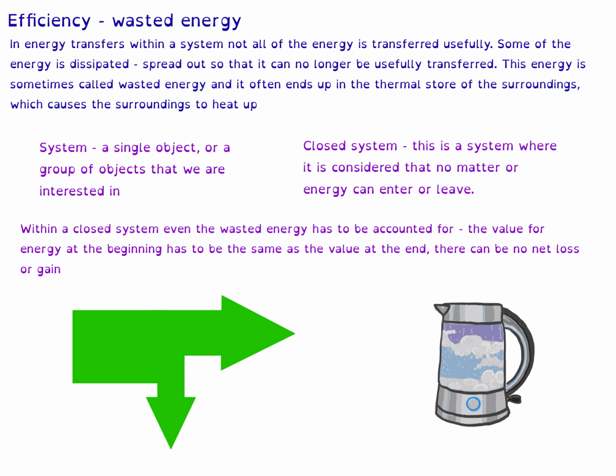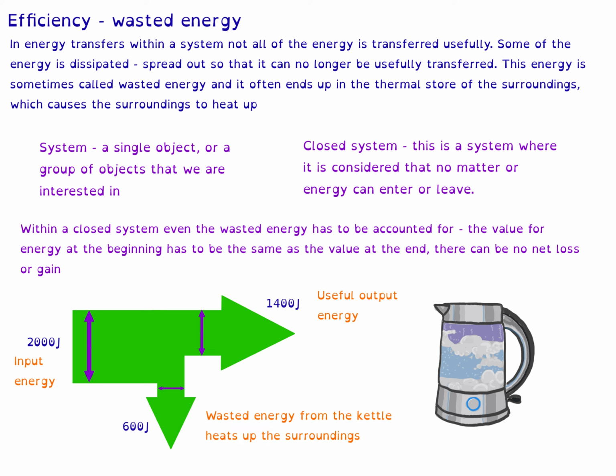This can be shown using an energy diagram. The width of the arrows represents the amounts of energy. So we have 2000 joules input energy, we have 1400 joules as the useful output energy, and 600 joules, this is the wasted energy from the kettle, and this heats up the surroundings.